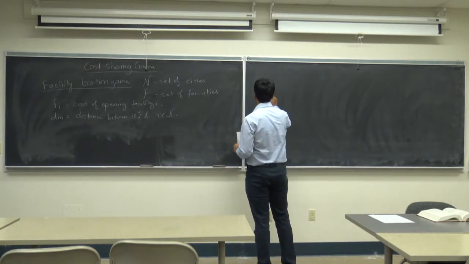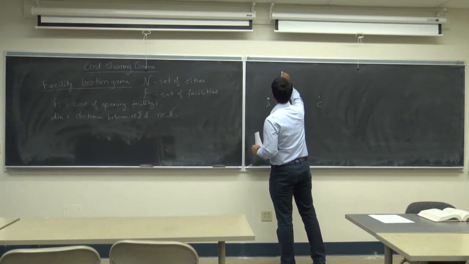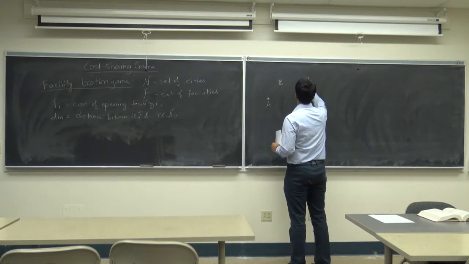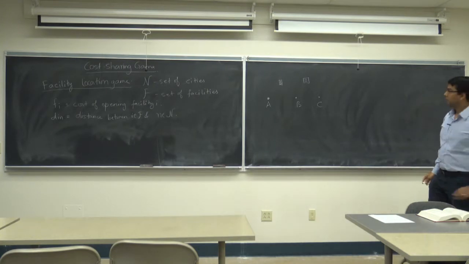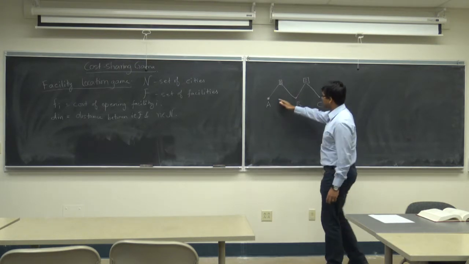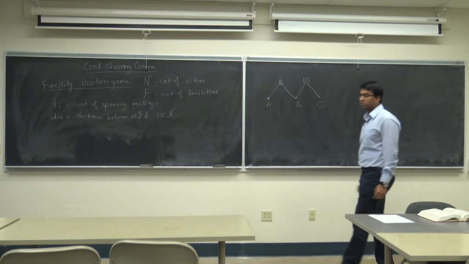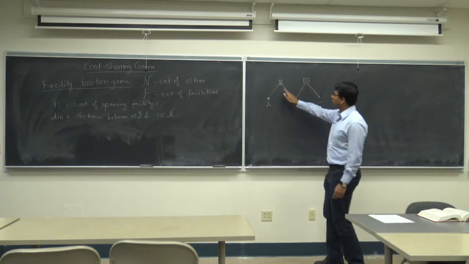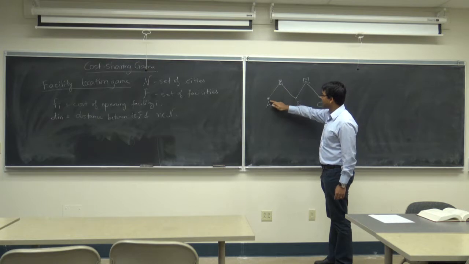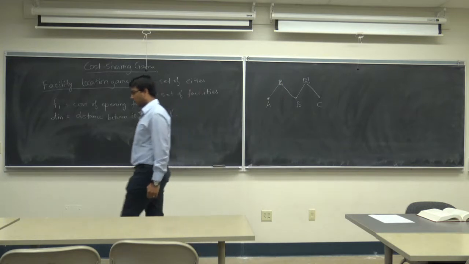Okay, so I have three cities, A, B, and C, and I have two facilities, let's say 1 and 2, and there is some distance. So these are the roads. Okay, so city A, if the residents of city A want to use facility 1, then of course facility 1 should be open. But maybe opening facility 1 is too costly. So in some sense, we will force the residents of city A to take this path and move to facility 2 and use facility 2 for whatever work they have.